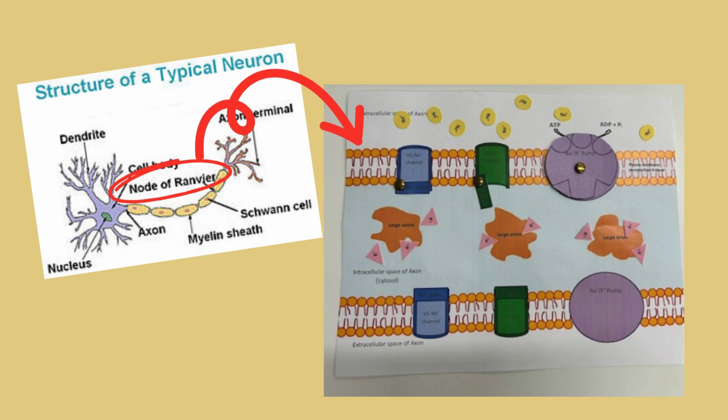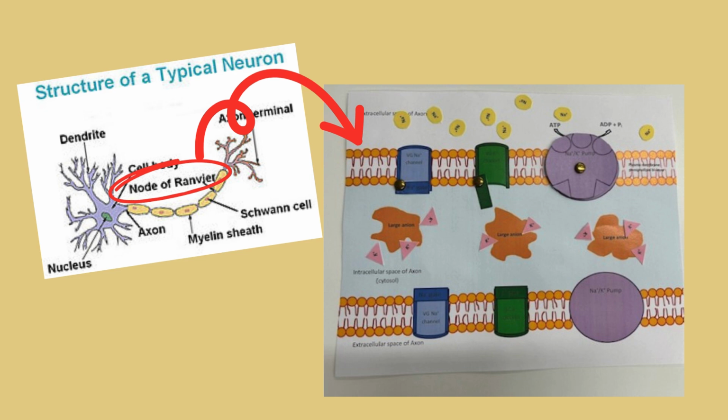This is a diagram of a neuron's node of Ranvier, where action potential takes place. We will demonstrate the 4 steps of this process: resting membrane potential, depolarization, repolarization, and hyperpolarization.